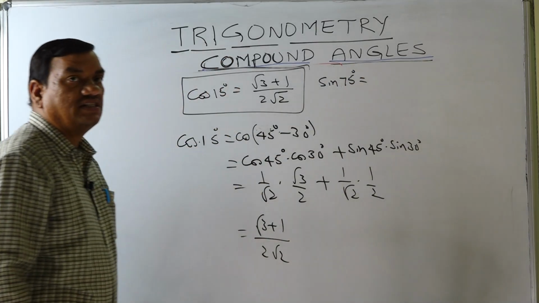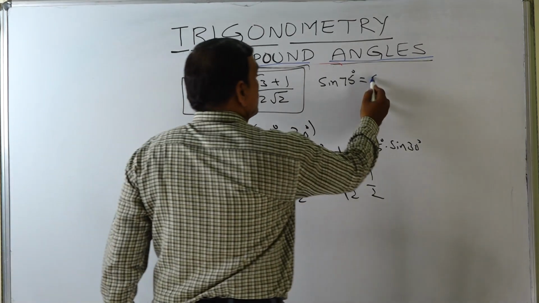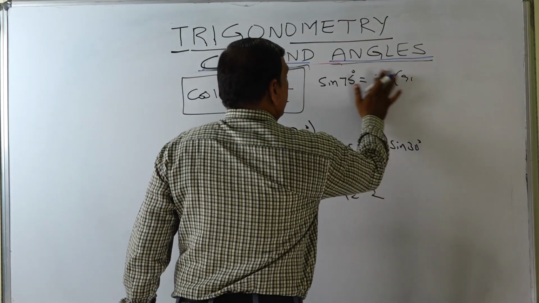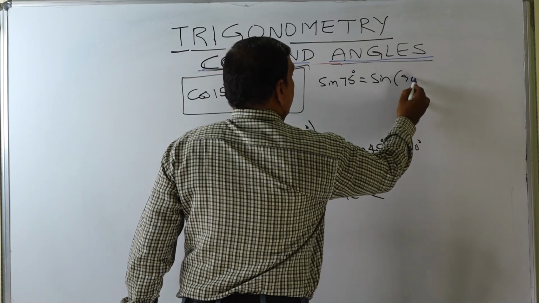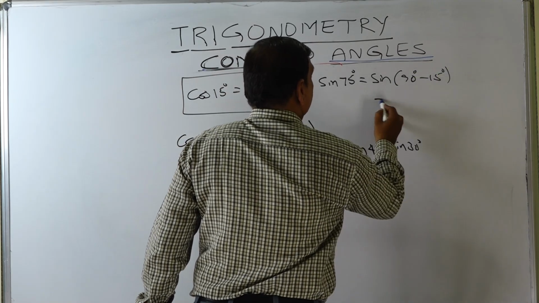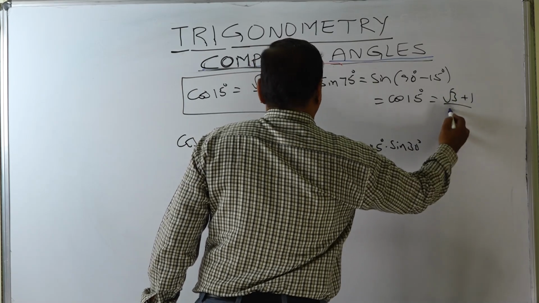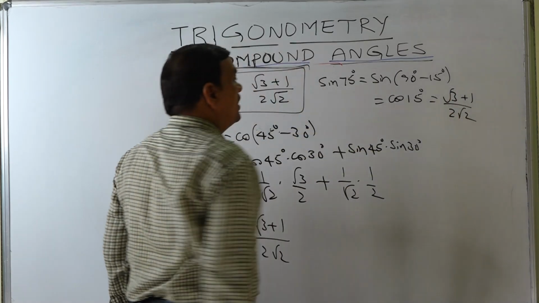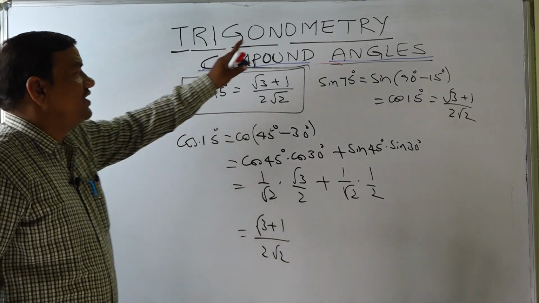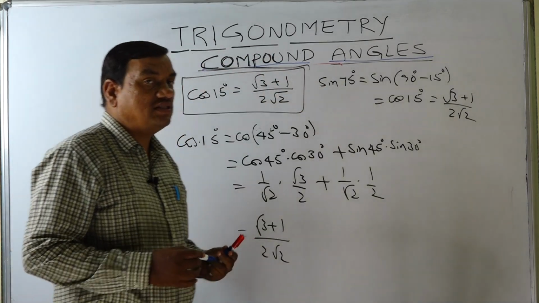Sin 75 degrees can be written as sin of 90 degrees minus 15 degrees, that is equal to cos 15 degrees, nothing but root 3 plus 1 by 2 root 2. Okay? Therefore cos 15 degrees and sin 75 degrees value is same.